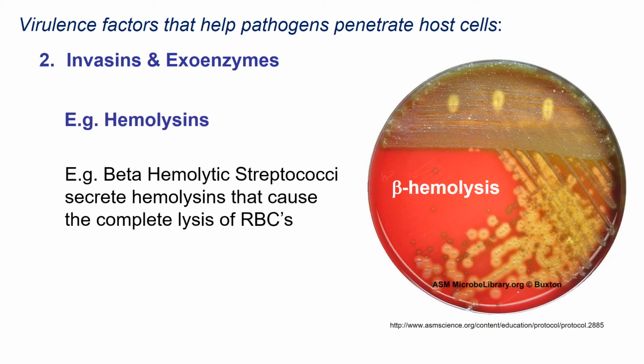There are many, many exoenzymes out there. There's a whole table in the textbook that covers them. We did talk about one already, which is hemolysins. Hemolysis is the breaking open of red blood cells. On the right you can see some beta hemolysis, so these bacteria are secreting hemolysins, which destroy the red blood cells, or lyse them, and help them to invade those tissues when they're causing an infection.